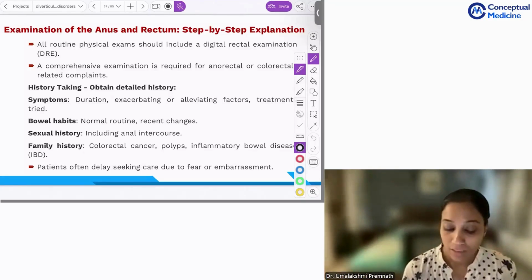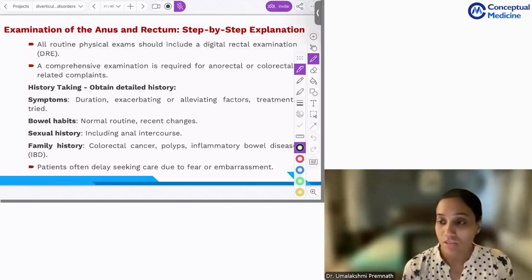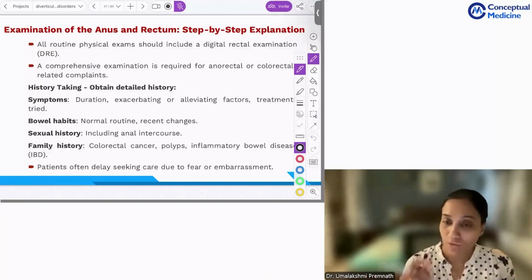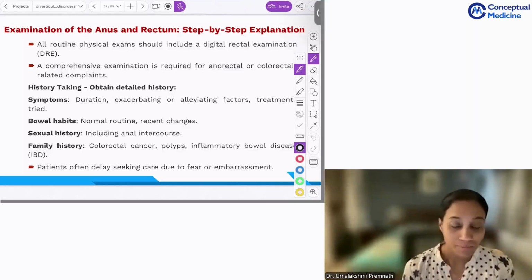A comprehensive examination: if incontinence is part of your symptom complex, you have to examine that as well. You have to do an anal wink reflex. What do you mean by anal wink? Take a wisp of cotton and strike it from lateral to medial. You can see the contraction of the skin as well as the anus. If that is present, it means the innervation to the sphincter is normal. So if fecal incontinence is present, you have to rule out whether there is an anal wink or not.